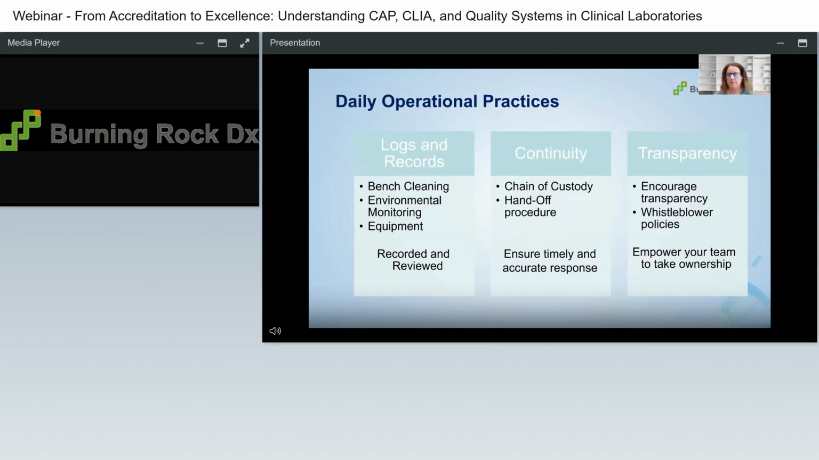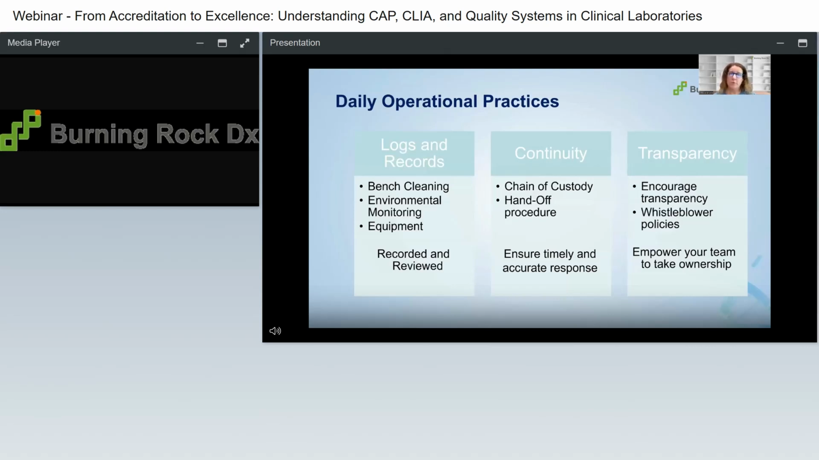Continuity. So if you have, say, 2 shifts and a procedure did not get finished, we have a way of transferring that information to the next team to know exactly what step they are in the process, to know if there have been any problems. So we need to have what's called a hands-off procedure.